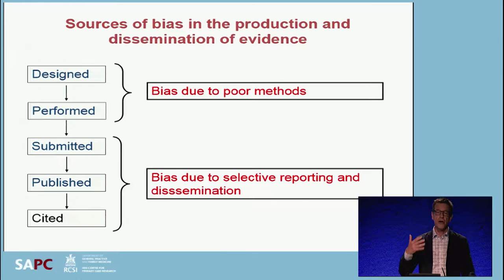So I'm going to talk to you about something that you probably know more about than I do, the problem that arises from the multitude of biases that occur on the way from designing a study, for example, a randomized controlled trial, performing it, and then submitting it, and publishing it, hopefully, and citing it. And along this way of generating evidence, all these biases accumulate.